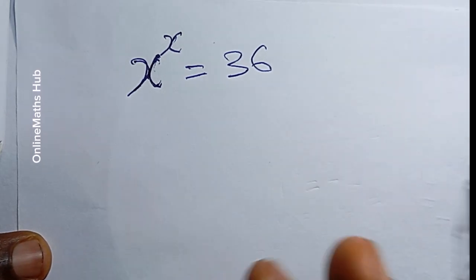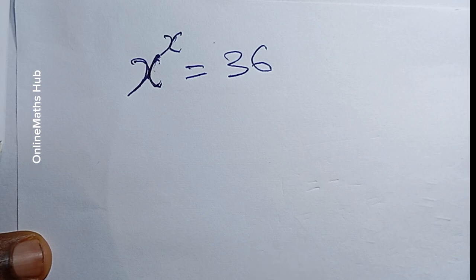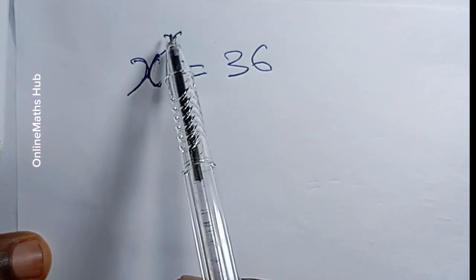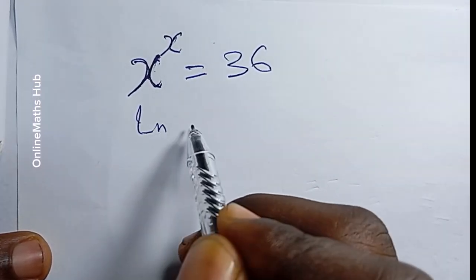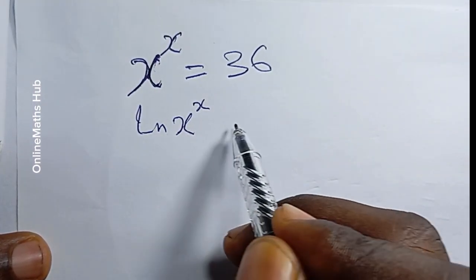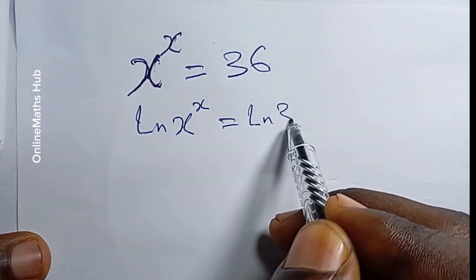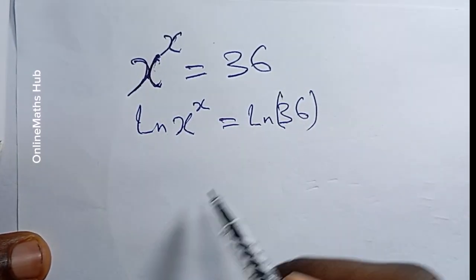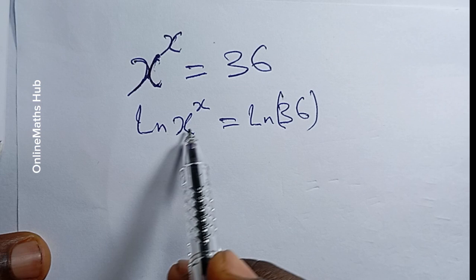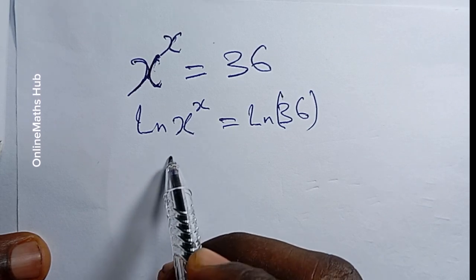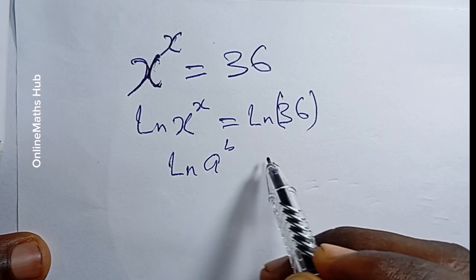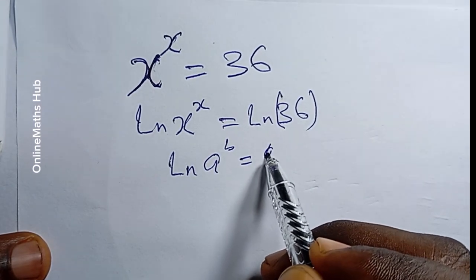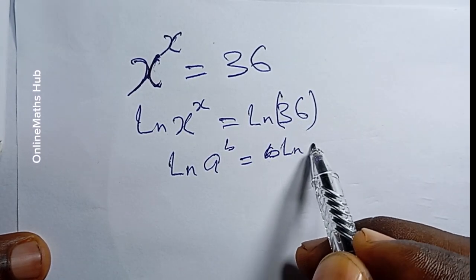The first thing I want to do is take the natural log of both sides, which of course is one of the most basic things to do, so that I can bring down this unknown from the exponent. If I do that, I have ln(x^x) = ln(36). Applying the law of logarithms, which says that ln(a^b) can be written as b times ln(a).